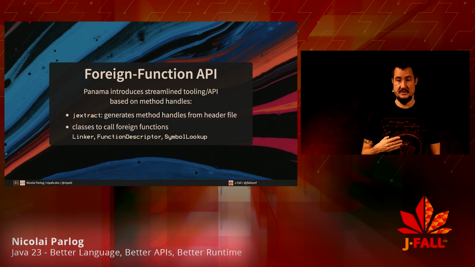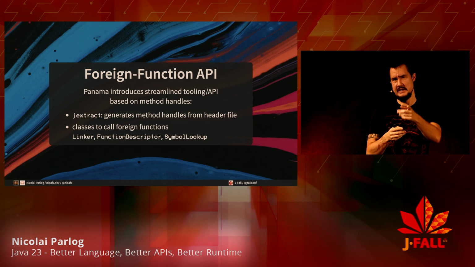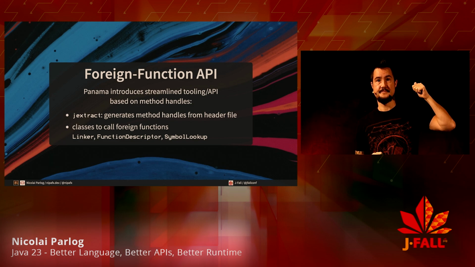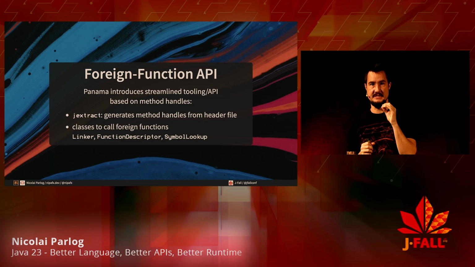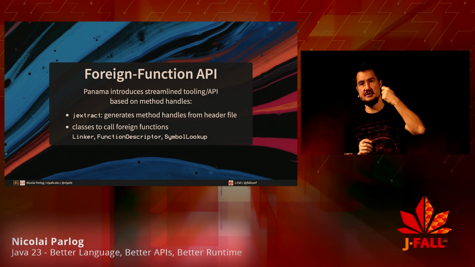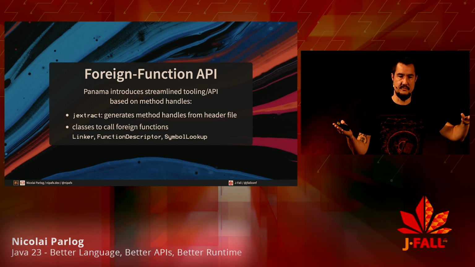So Project Panama introduced the Foreign Function API, which is the second half of FFM, Foreign Function and Memory API. Wait, actually, it's the first half. So the FFM API was introduced to overcome those shortcomings. Specifically, you would use VarHandles and MethodHandles to call into the native code. But because nobody wants to write that code by hand, the tool jextract will generate that for you.